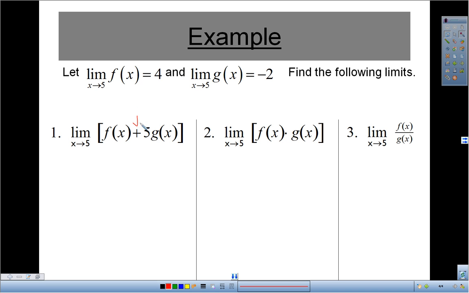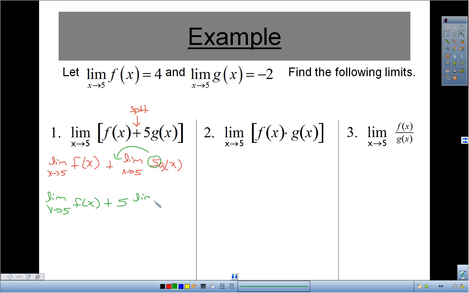What I can do here is split this apart using the properties of limits that we just talked about. So this will be the limit as x approaches 5 of f of x plus the limit as x approaches 5 of 5g of x. And then I see this scalar right here, I can pull that out in front so that I'll have the limit as x approaches 5 of f of x plus 5 times the limit as x approaches 5 of g of x.